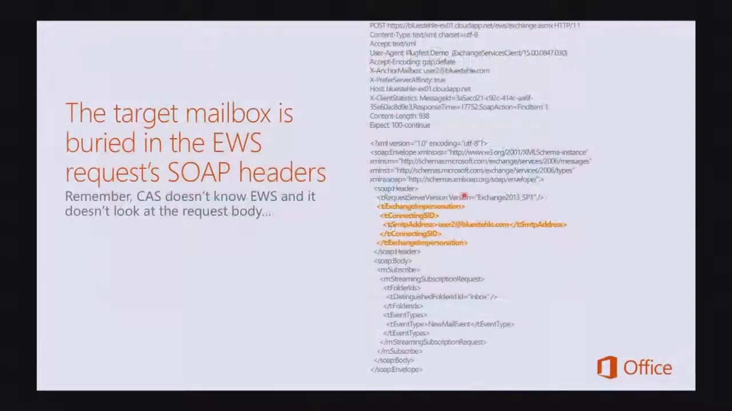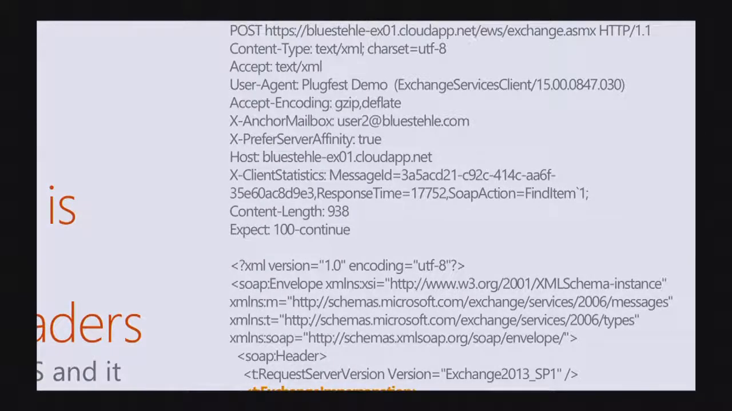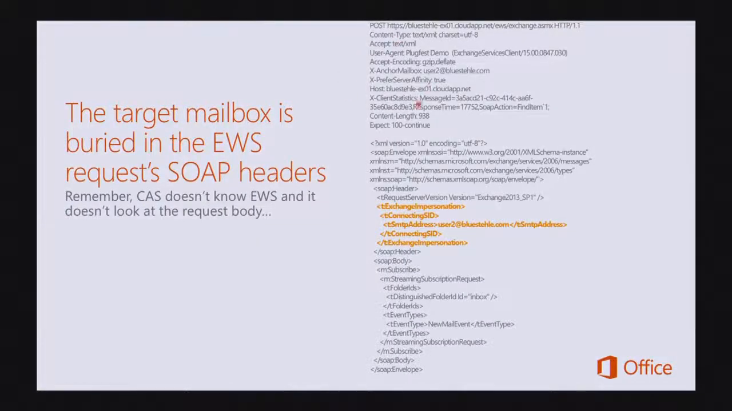So what we need to do, and actually I'll show you this here. If we look at this, these are the HTTP headers up here. This is what the CAS role knows about. Down below is what the mailbox role knows about. And this, if you can see it close enough, is the SOAP header that indicates the target mailbox. So that's a key point: the CAS role doesn't know who you're impersonating.